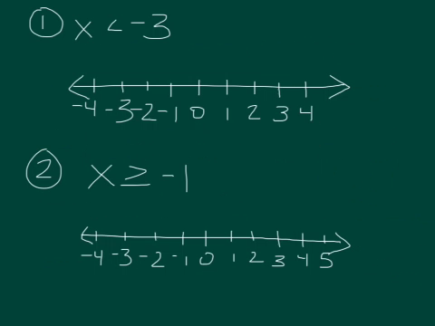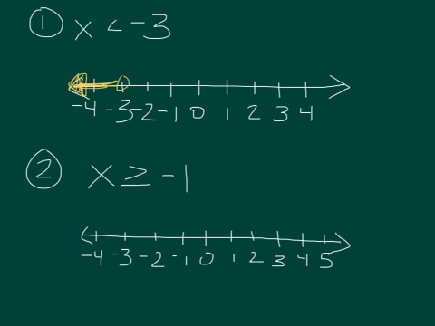So let's look at a couple of examples of graphing inequalities. In my first question here, it says that x is less than negative 3, so I want to graph that solution. Since x does not include negative 3, it's everything less than negative 3, we're going to put an open circle around negative 3 on our number line, and then shade everything to the left, because x can be any number less than negative 3. So negative 4 would work, negative 5, and so on.